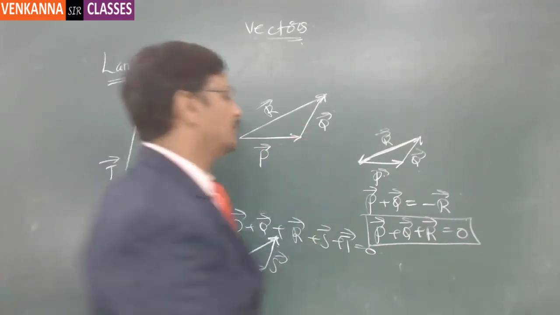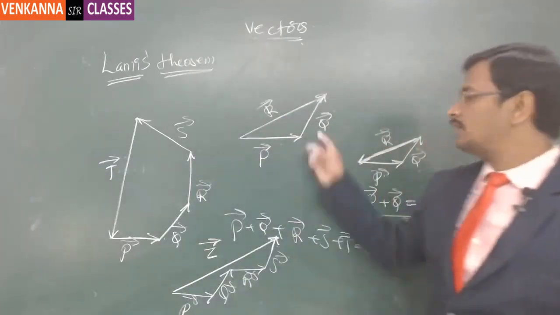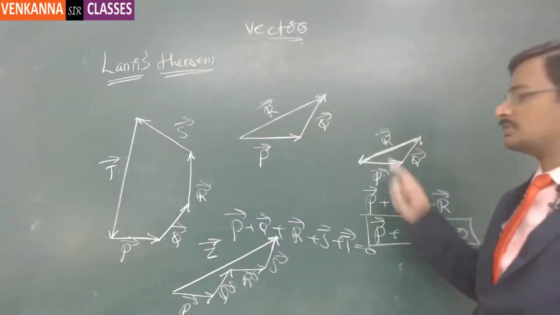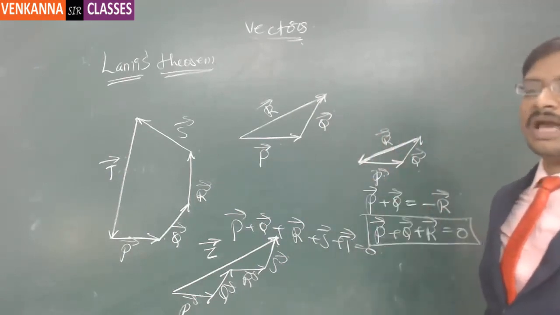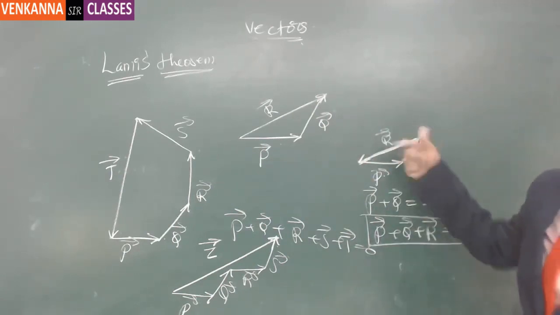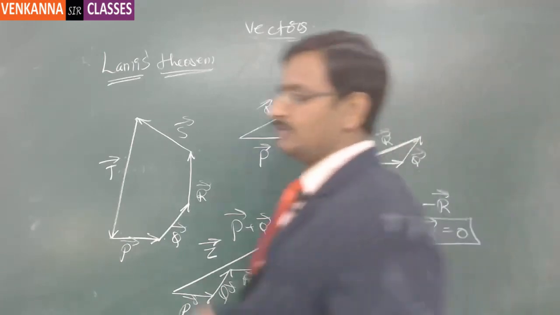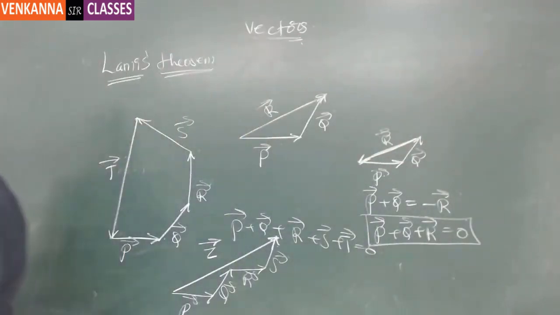Now here, if three forces together form an equilibrium, then we can apply Lami's theorem. I am going to deal with that once I am done with the multiplication of vectors. So you note this down. This is the polygon law of vector addition.